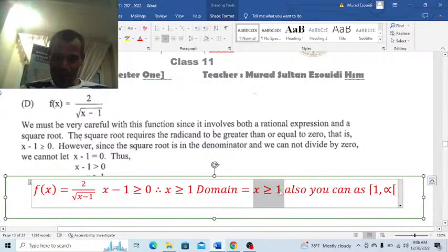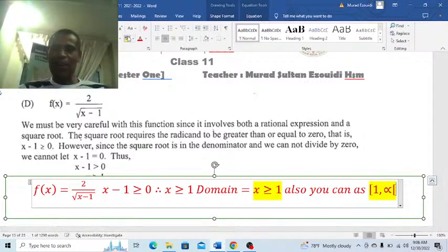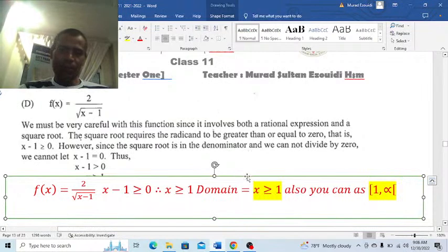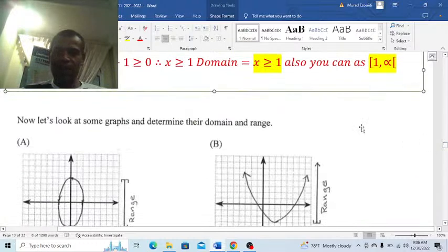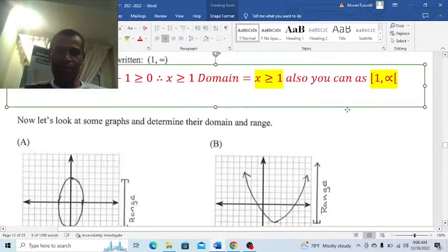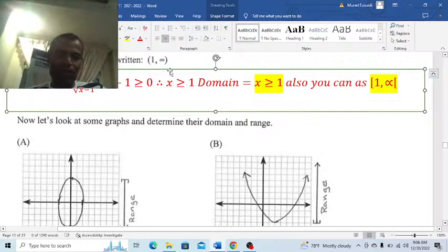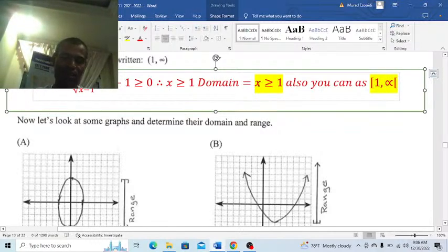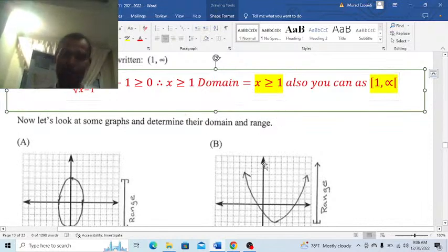This is the domain, right? Okay, it is the same in interval notation. There is no difference. Now I'll make a copy. If we have a question like that, learners, I'll just write like that. In interval notation this is written as 1 plus infinity, or just write x is more than 1.